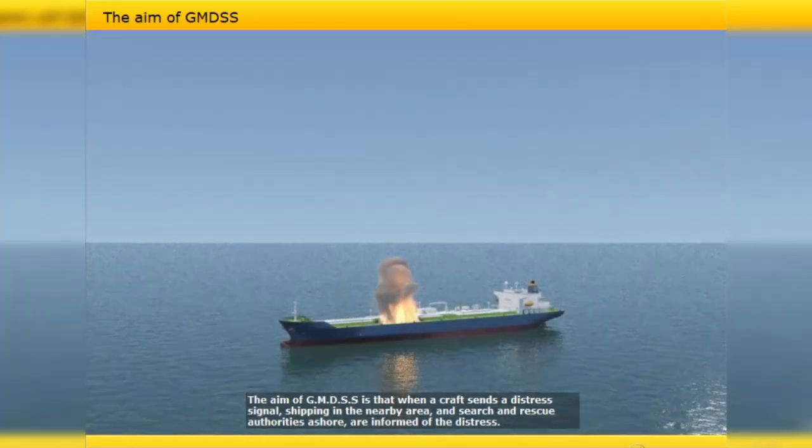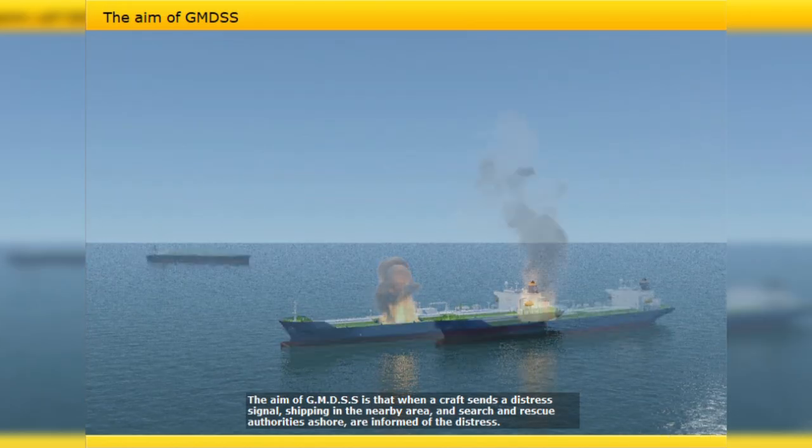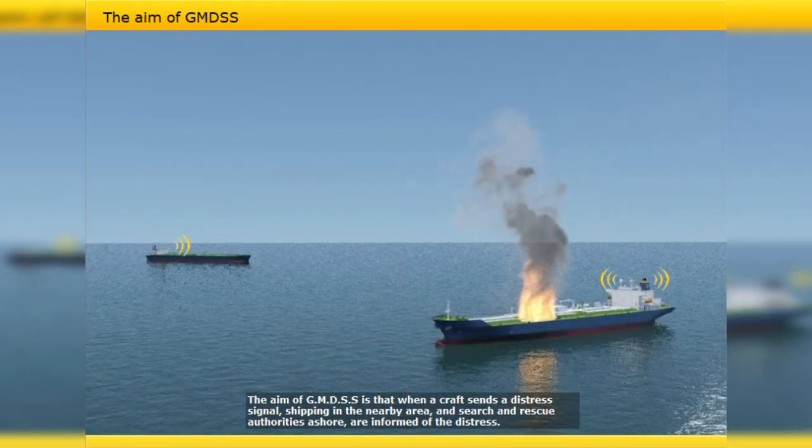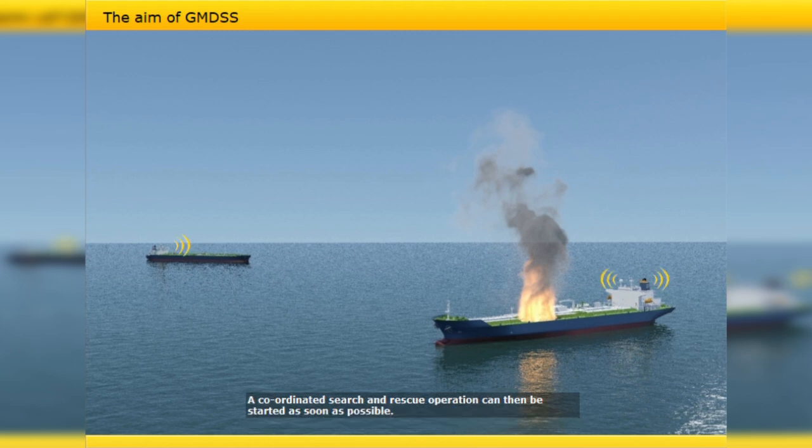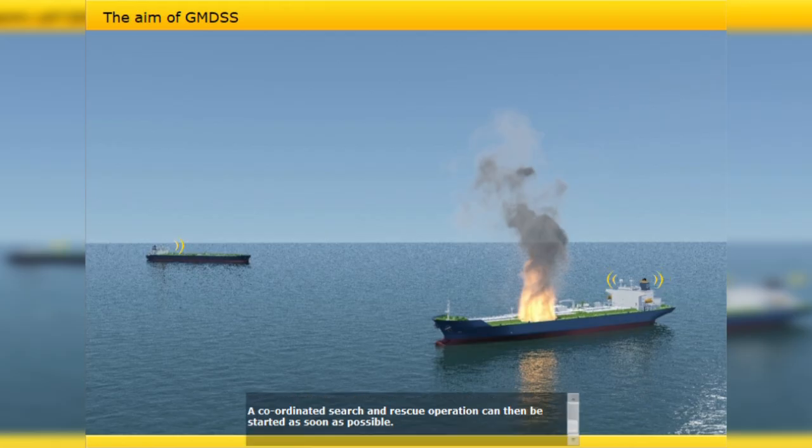The aim of GMDSS is that when a craft sends a distress signal, shipping in the nearby area and search and rescue authorities ashore are informed of the distress. A coordinated search and rescue operation can then be started as soon as possible.